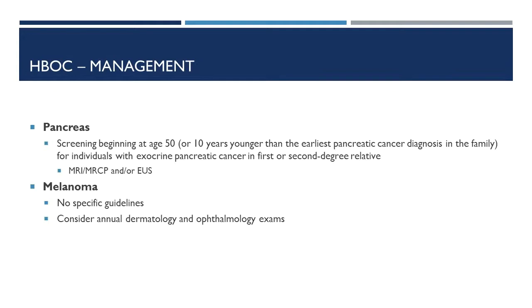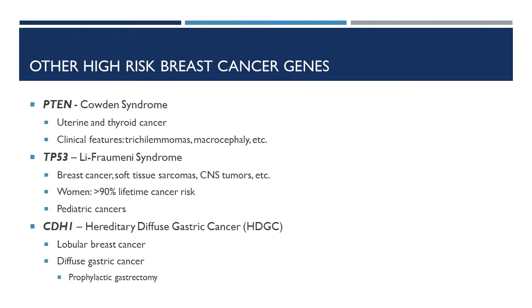There are several other conditions with high lifetime risk for breast cancer. Mutations in the PTEN gene cause Cowden syndrome, which is also associated with increased risk for uterine and thyroid cancer and has benign clinical findings.